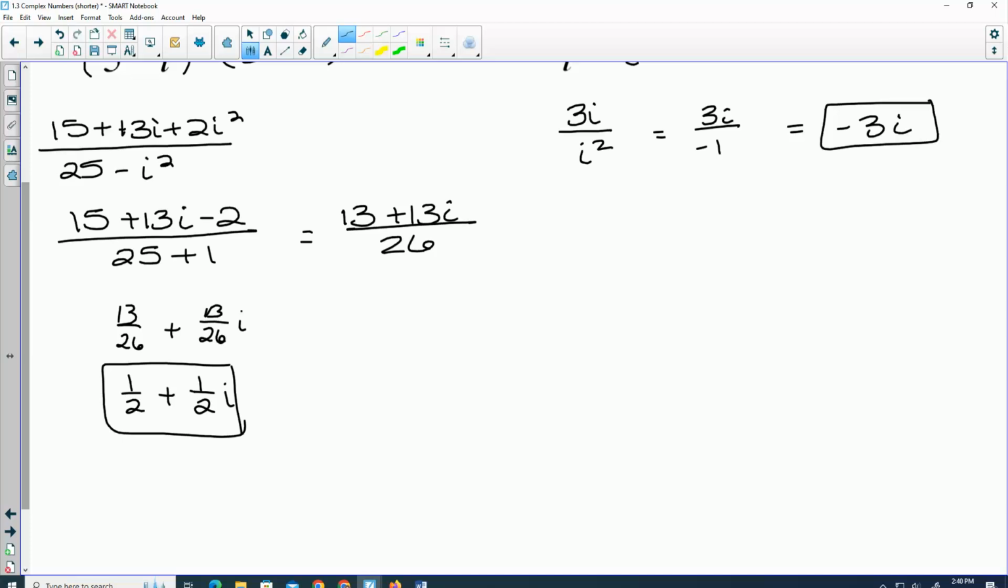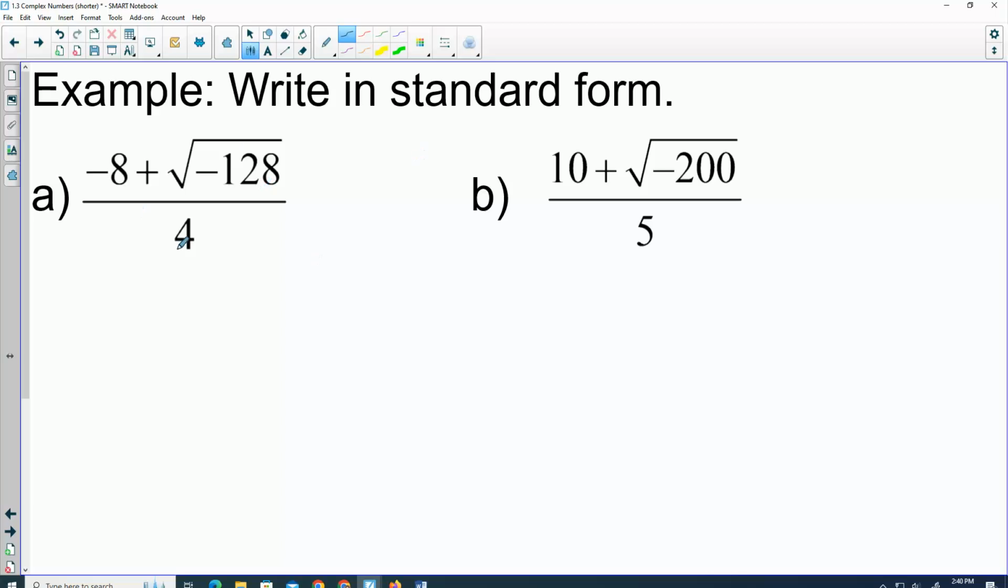Last ones, these are some that we will see later on when we deal with quadratics. Remember doing the quadratic formula? Sometimes you'd end up with negatives under your radical. So I just want to practice, how do we simplify something like this? So we have a -8 plus, what would I have to do with this square root? We have to break it down. We have to take out an i because of the negative.